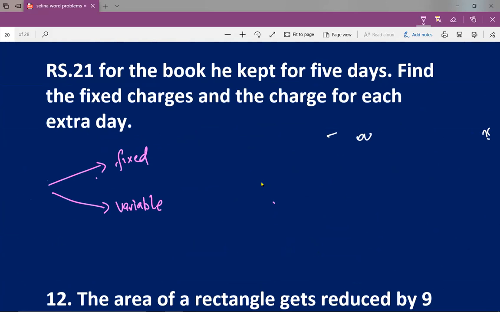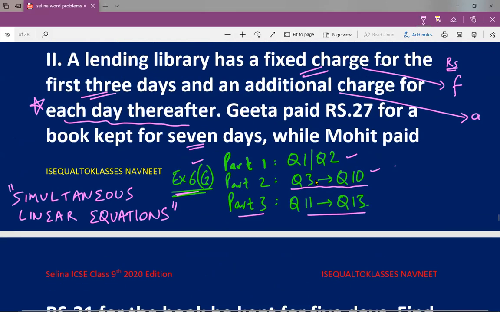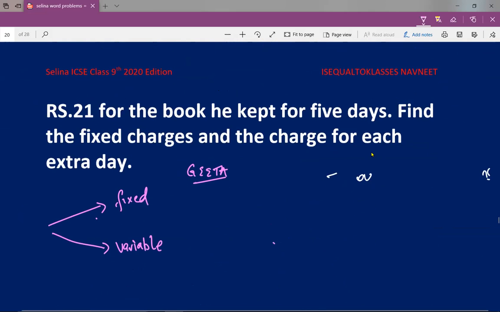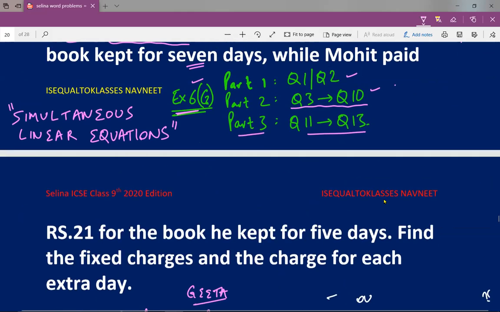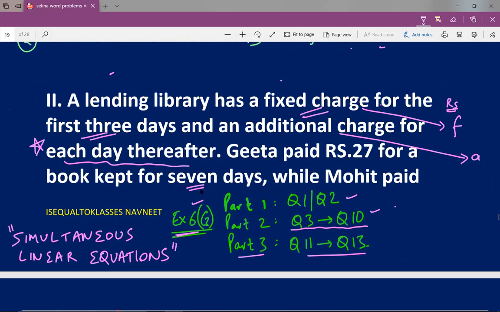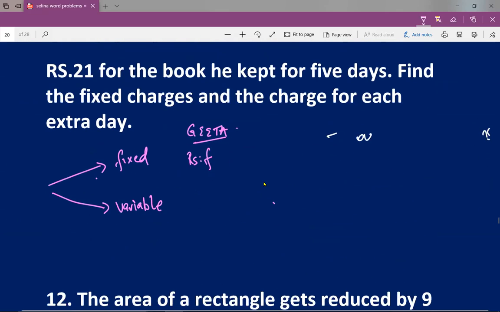For example, in this case, Geeta keeps the book for 7 days. Now, out of these 7 days, for first 3 days, there is a fixed charge only. Let us assume this to be F, rupees F. Geeta had kept the book for 7 days. Rupees F is the fixed charge.